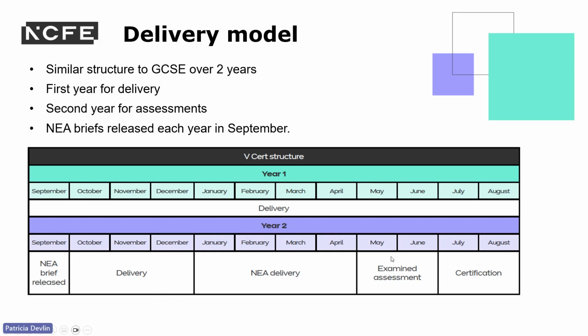You've got the examined assessment in May, June time. So the deadline for the NEA is the 30th of April. So it needs to be all completed, marked and marks into the portal by the 30th of April. And then like the GCSEs and other exams at this time, the results will be in this July, August.